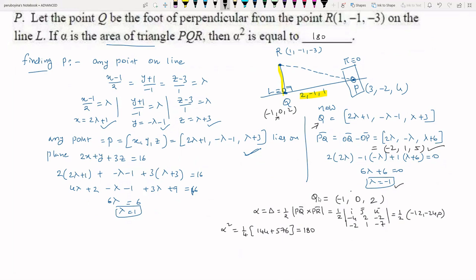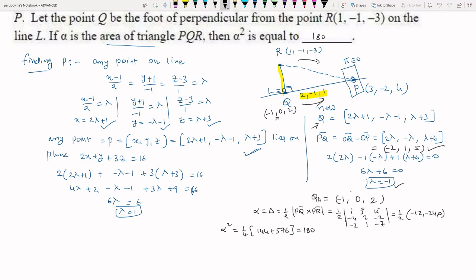So here they are saying in the problem, alpha represents the area of the triangle. So half of the modulus of PQ bar cross PR bar. PQ bar means OQ minus OP. PR bar means OR minus OP. You can calculate in your mind directly, Q minus P and R minus P, subtract them, and you will get these components: minus 4, 2, minus 2, and minus 2, 1, minus 7. And if you do the determinant, you will get minus 12, minus 24, 0.